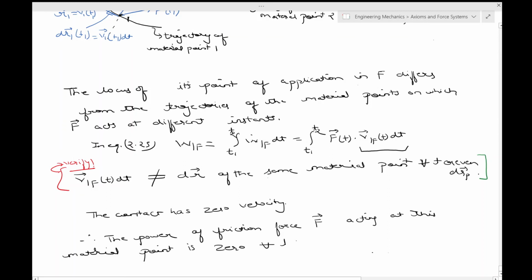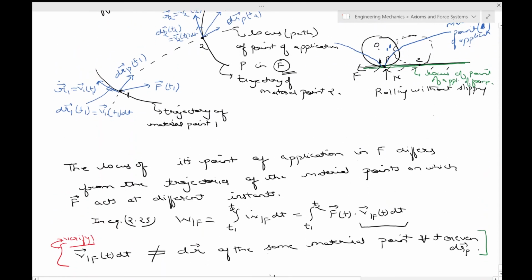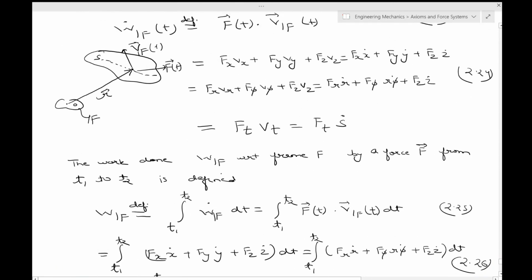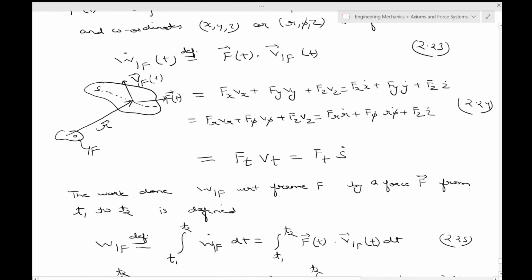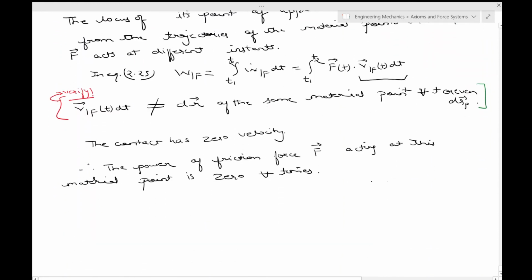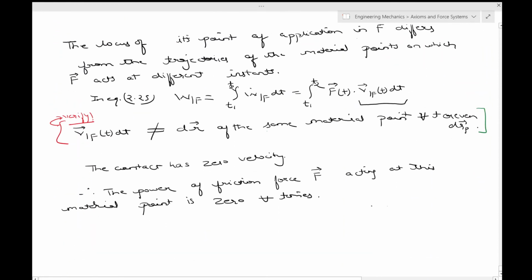for all times. Because you see, power is equal to F dot v. So since this v will always be 0, hence the power will always be 0. Wherever that force is acting at that point, the velocity is 0. And this implies the work done by F is also 0.